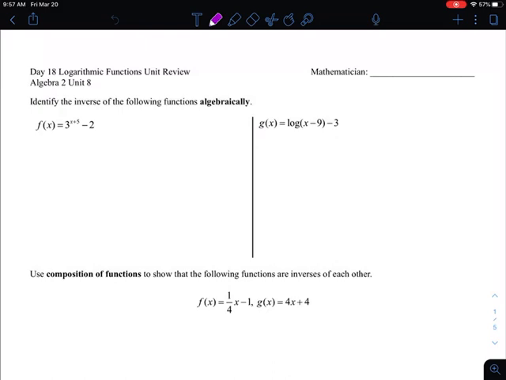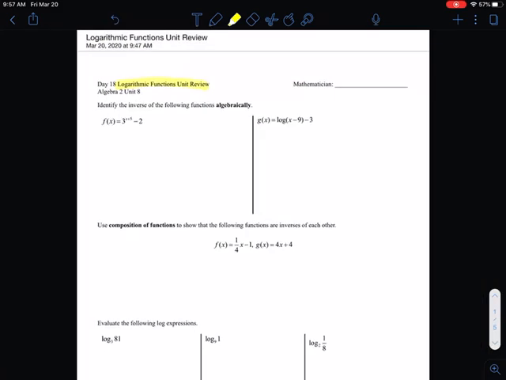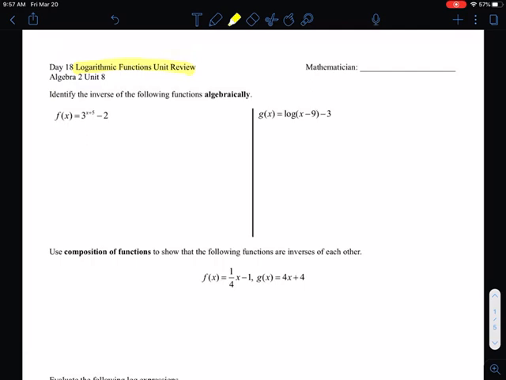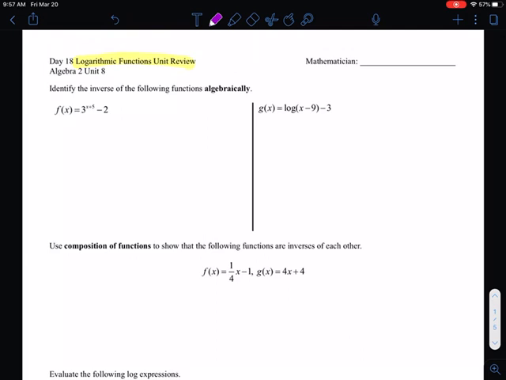We are at the end of our log functions unit. Normally we'll have a test, but since we're not in the classroom right now, we're just going to do a unit review, and then we'll see what happens after spring break. All of these we have seen already. I'll go over a few questions with you to refresh you a little bit, and then I'll let you get to work on the rest of these.